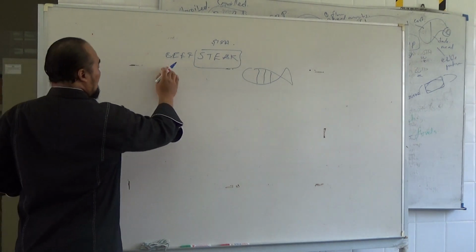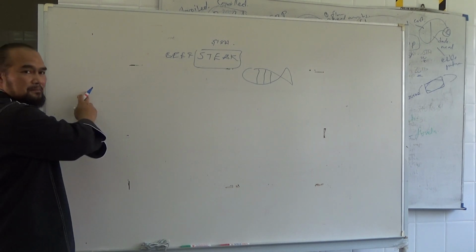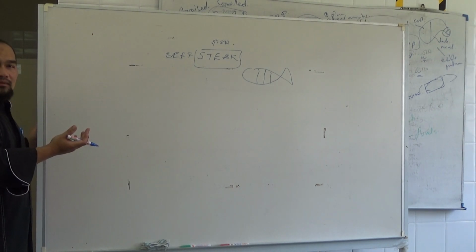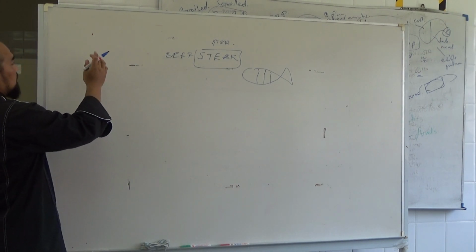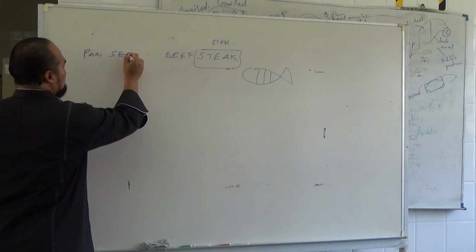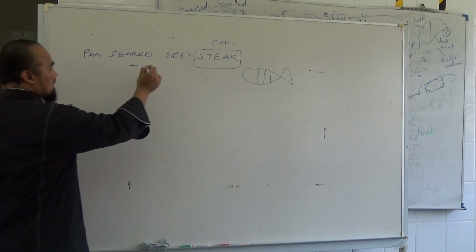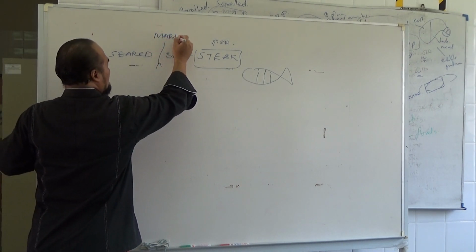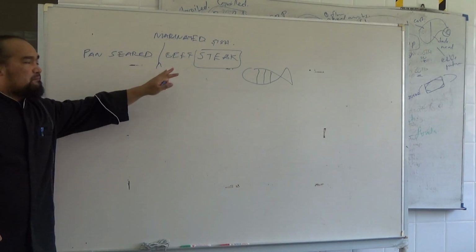So the name of our menu, starting with what? The method of cooking. Yes, the method of cooking first. So we're going to pan sear. If we marinate the steak at the beginning, we mention it as pan seared marinated beef steak.